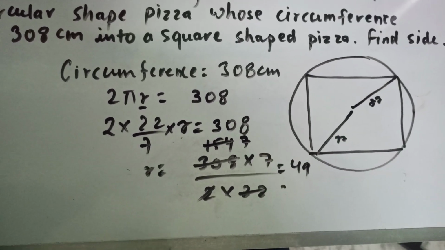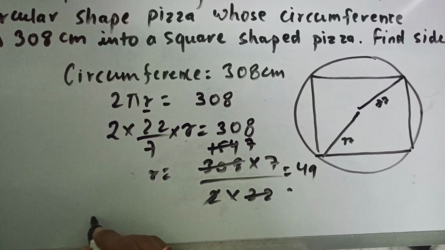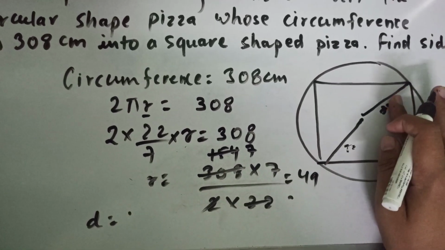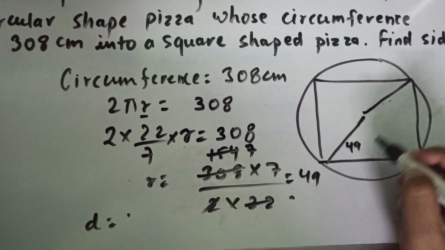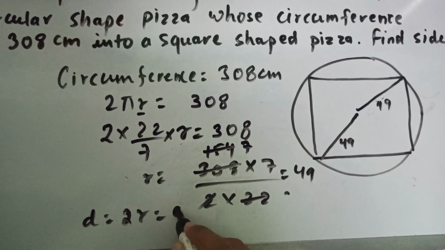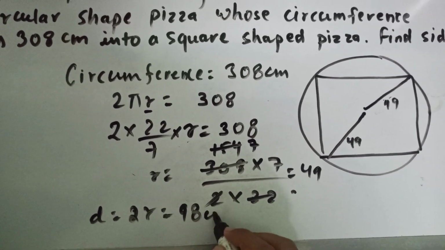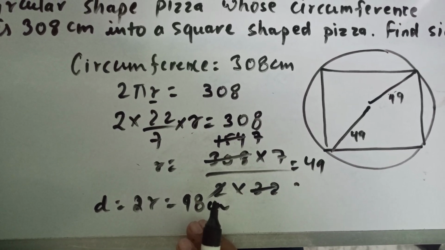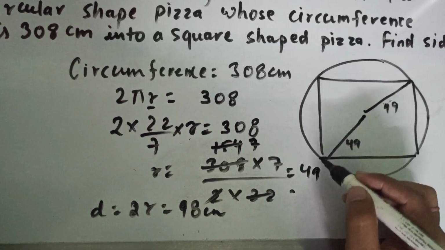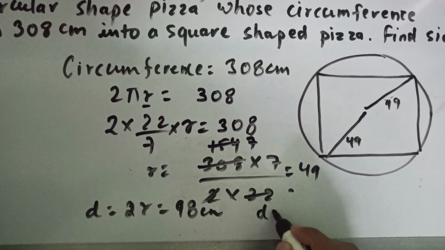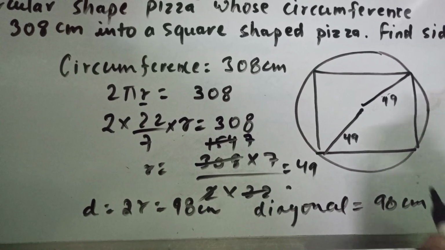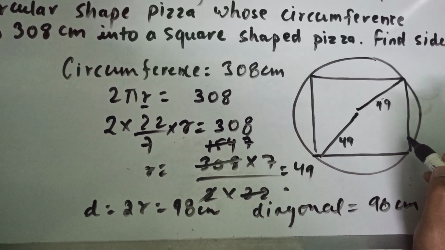So the diameter will be how much? 49. It should be 49. So now the diameter will be 2r, which is 98. Got it? So diameter is basically 98. So which is the diagonal of the square? So we can say diagonal is 98 centimeter.